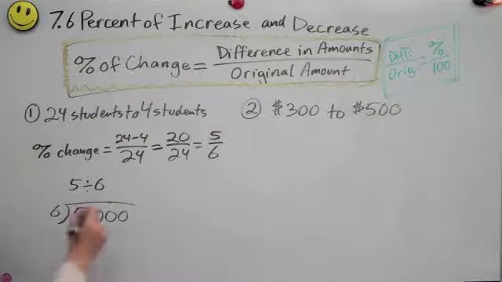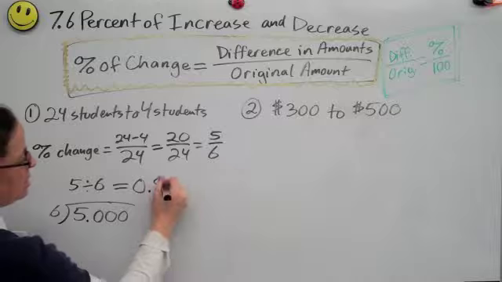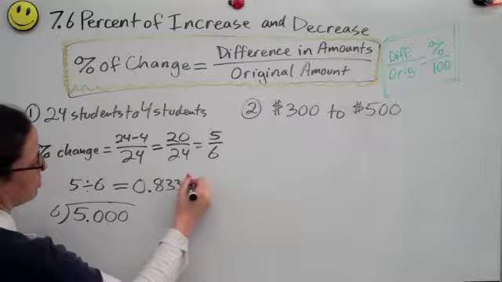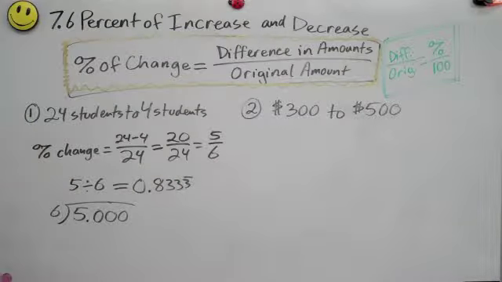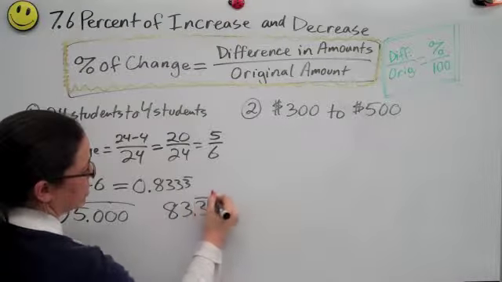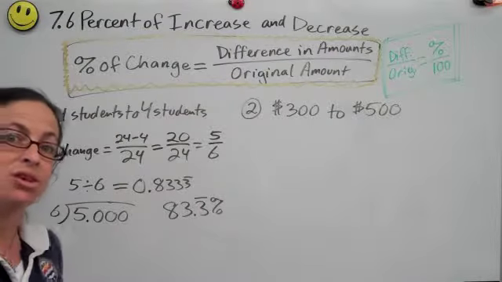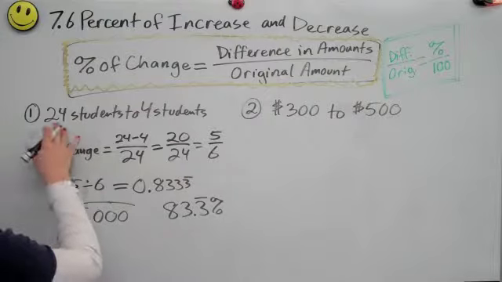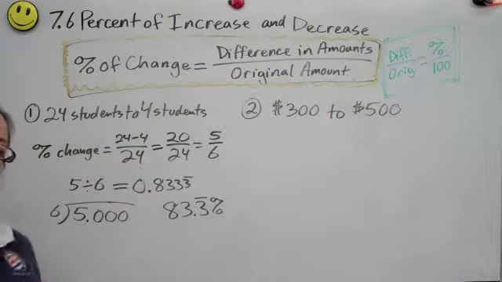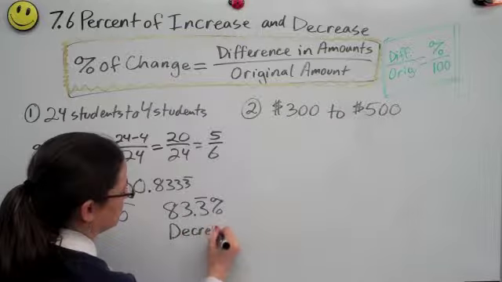Okay, to do this division, I will find that I will end up with 0.8333, and 3 keeps repeating. So what is that as a percent? Well, that is 83.3 repeating percent, or you could say 83 1/3%. And remember, I went from 24 to 4, so is that an increase or decrease? That is a decrease.